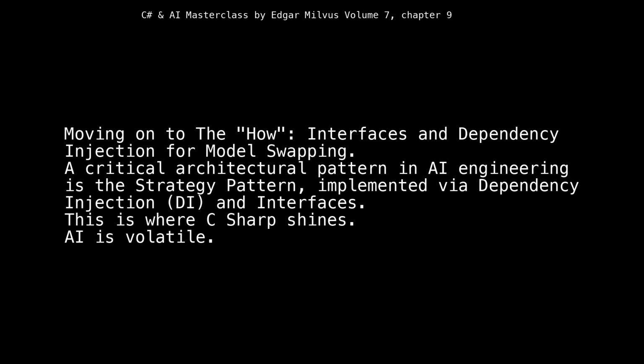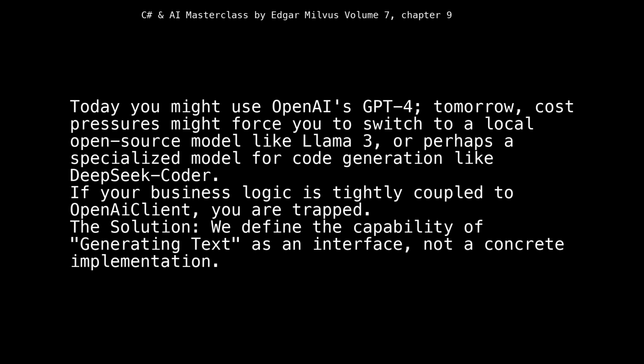A critical architectural pattern in AI engineering is the strategy pattern, implemented via dependency injection, DI, and interfaces. This is where C# shines. AI is volatile. Today you might use OpenAI's GPT-4, tomorrow, cost pressures might force you to switch to a local open-source model like Llama 3, or perhaps a specialized model for code generation like DeepSeek Coder.